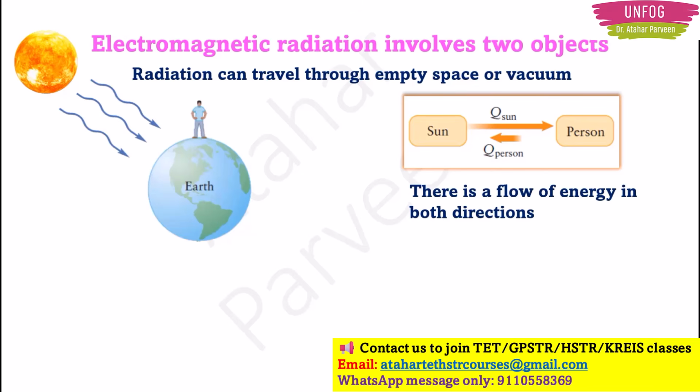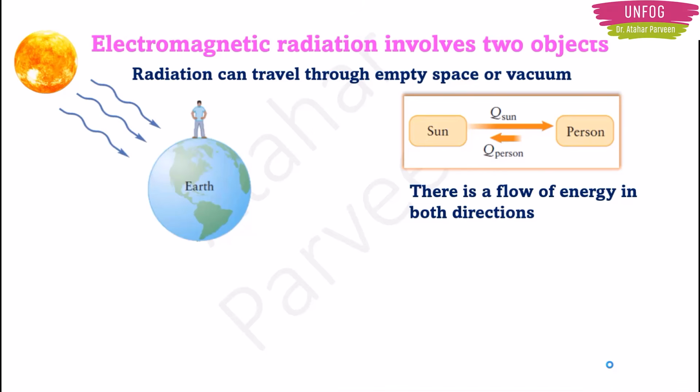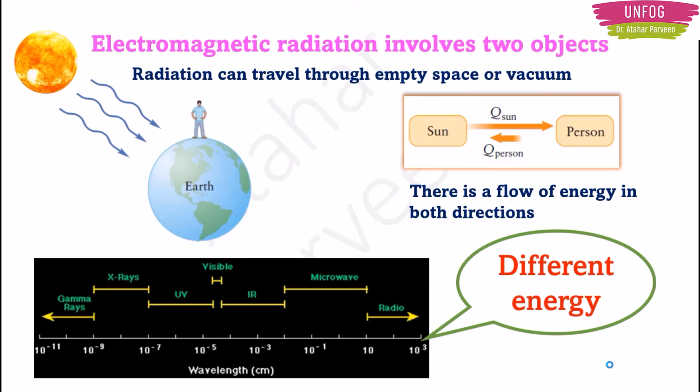So I can say that electromagnetic radiation is nothing but flow of energy in both directions. That means there is an interaction between two bodies. Now this radiation has different forms, and different forms have different types of energies. These could be gamma rays, X-rays, UV, visible, infrared, microwave or radio waves. All these put together we call the electromagnetic spectrum, and all these radiations are known as electromagnetic radiations. In this, visible light is also there.